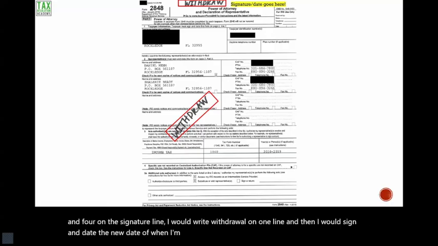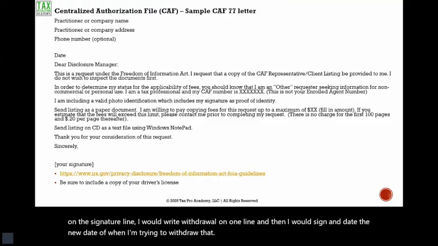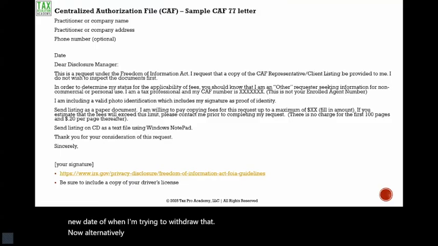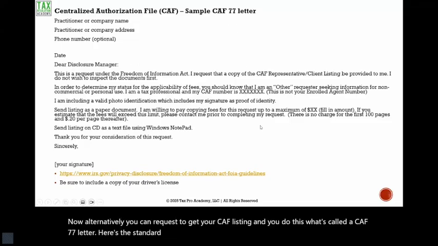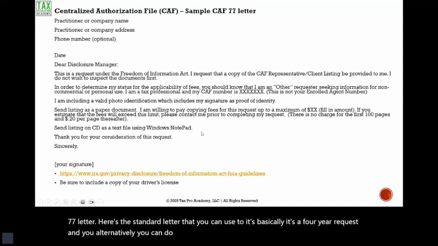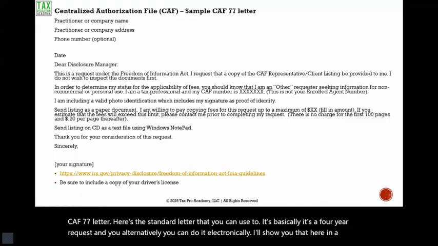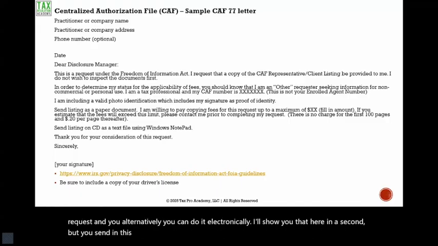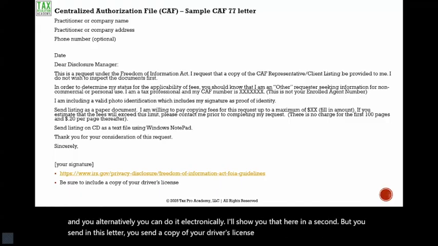Now, alternatively, you can request to get your CAF listing. You do this with what's called a CAF 77 letter. Here's the standard letter that you can use; it's basically a FOIA request. Alternatively you can do it electronically, and I'll show you that here in a second. But you send in this letter, and you send a copy of your driver's license, and they will send you the listing.